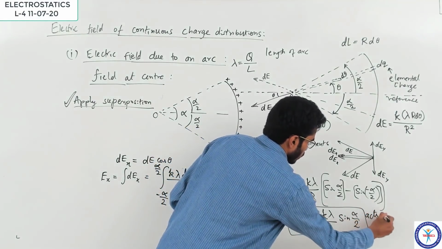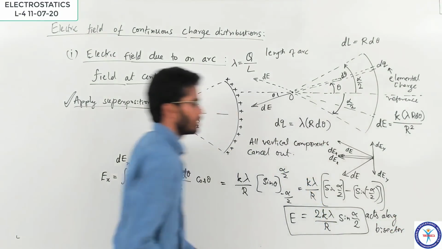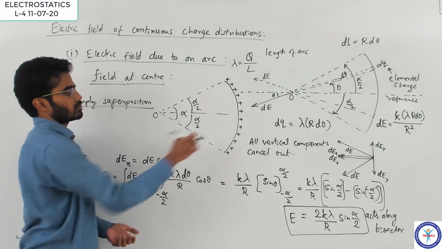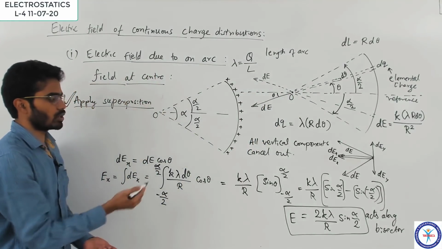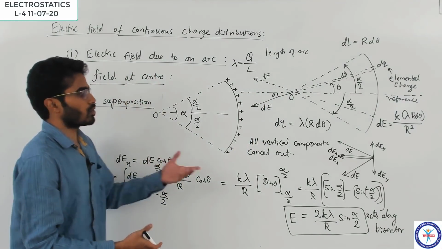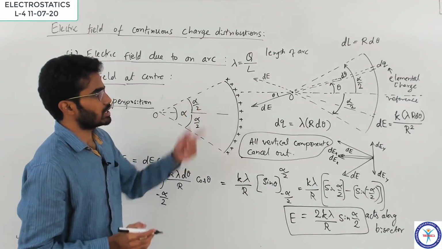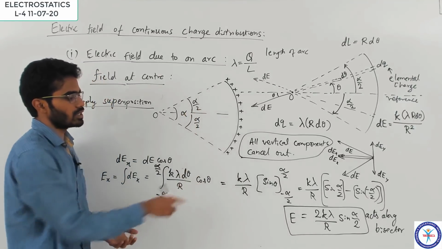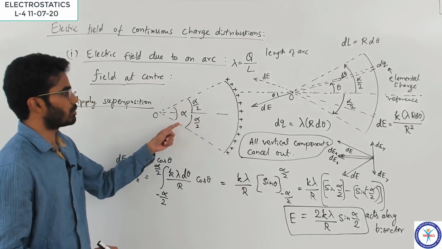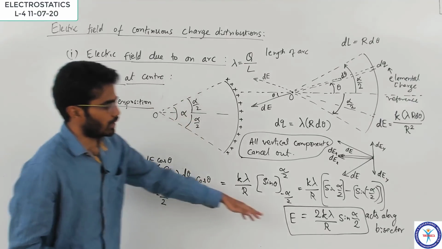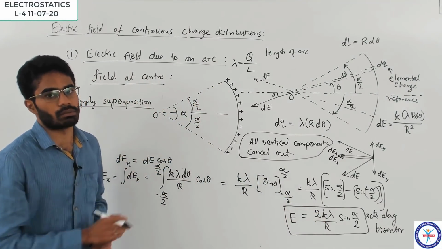It acts along the bisector. So this is the resultant field due to the arc, and this field only acts along the bisector. What we have calculated is the horizontal component, and that is the field which is present because all vertical components cancel out. This is an important step. So the resultant field of an arc is always 2k lambda by r sine alpha by 2, where alpha is the angle subtended by the arc, the complete angle, and r is the radius, and lambda is the charge per unit length of the charge distribution, right?